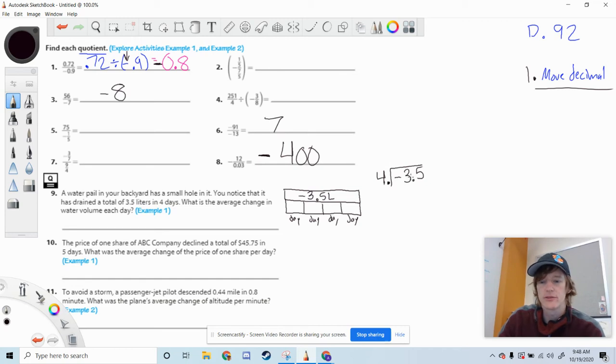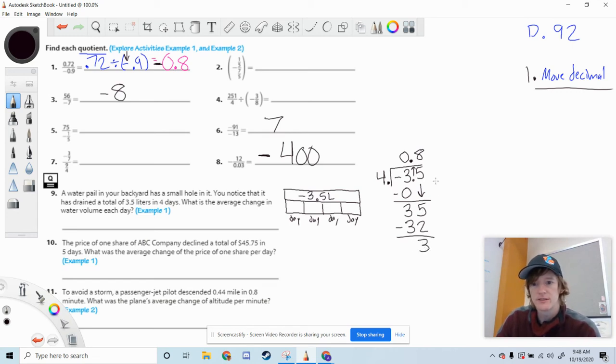How many 4s are in 3? Well, that's none. 0 times 4 is 0. That brings us to 3 minus 0. It's going to be 3. Bring down the 5. I'm going to make sure that decimal goes straight up before I forget it. 4 times 8 is 32. Subtract. I've got 5 minus 2 is 3, and that makes it 0.